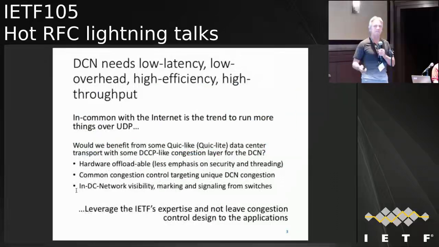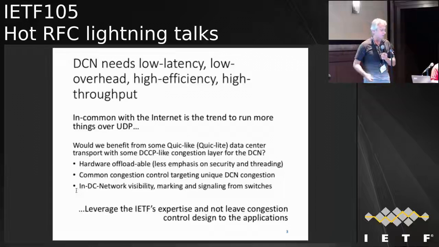So one thing the data center has in common with the internet is this trend to do more over UDP, something like we've seen a lot of activity with QUIC, for example. So what if we could do something that was more QUIC-like, but not as heavy as QUIC, perhaps specific to the data center. And maybe we did something that was datagram congestion control-like, but again, focused on the congestion problems of the data center.